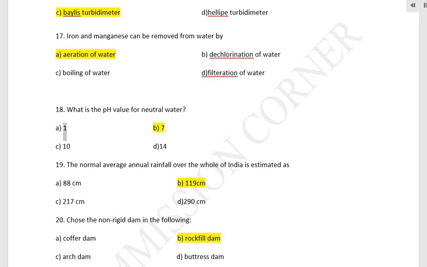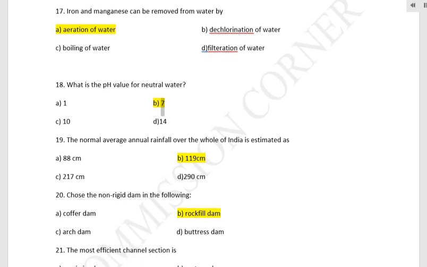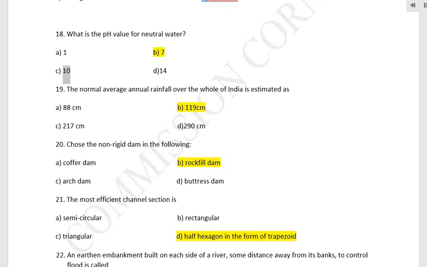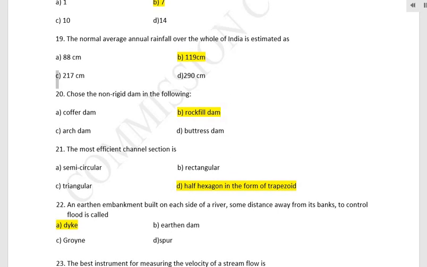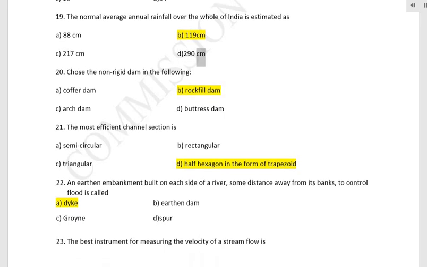18. What is the pH value for neutral water? A. 1. B. 7. C. 10. D. 14. 19. The normal average annual rainfall over the whole of India is estimated as A. 88 centimeters. B. 119 centimeters. C. 217 centimeters. D. 290 cm.